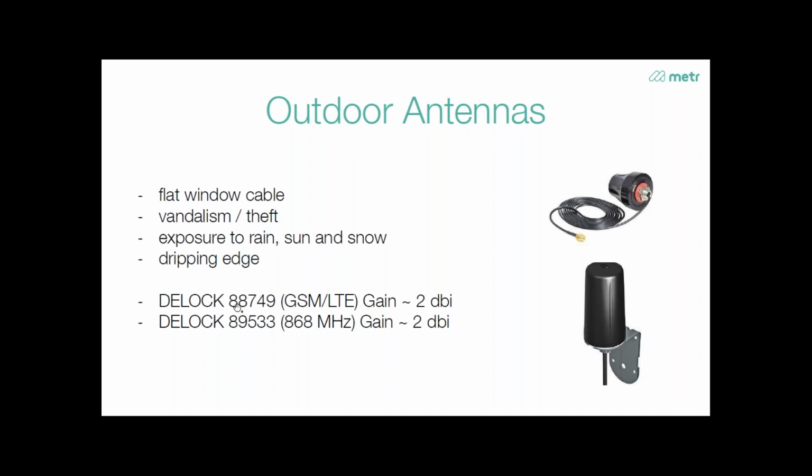We, for example, use D-Log 88749 and D-Log 89533 for 868 megahertz. Both of them have roughly 2 dB gain. And what we recommend is to look for a good dripping edge. So keep in mind, if you have something like this on the right-hand side where you have this little edge that you can screw to the wall, the problem is that usually if it rains, the water gets easily stuck there, and then at some point you have water in this antenna housing, which isn't too good.